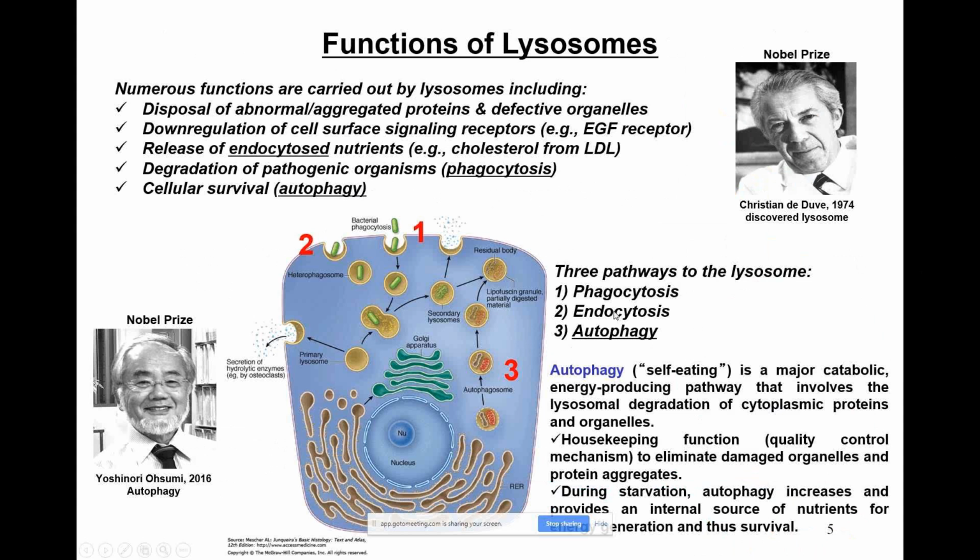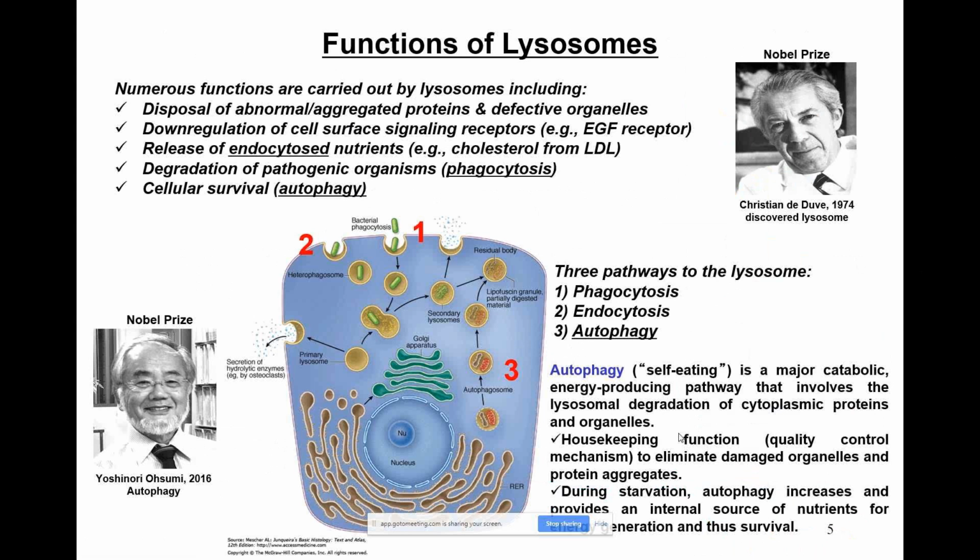Now, I've listed here the three major ways that molecules can get to the lysosome: as I mentioned, phagocytosis, where there's an engulfment of, say, a bacteria into the cell; a process called endocytosis; and then autophagy. Autophagy means self-eating. Again, it's a major catabolic process that is really a housekeeping process that occurs all the time.